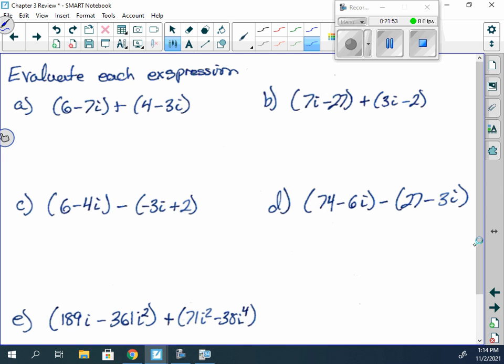We're adding and subtracting. So when we look at this here, 6 plus 4, because those are both the real parts, would be 10. Negative 7i plus negative 3i would be negative 10i. That's it. 6 plus 4. Negative 7 plus negative 3.